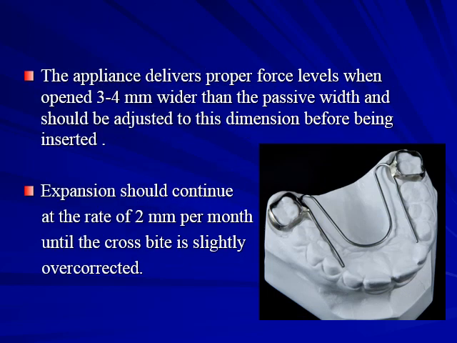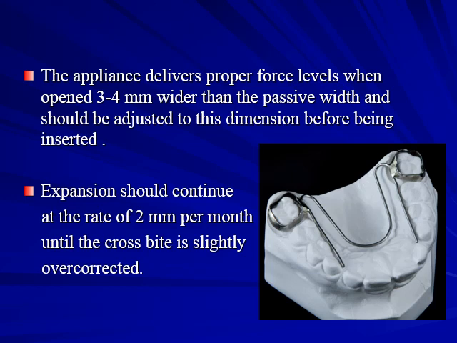When the lab sends you the W arch appliance, it is passive, meaning it does not exert any force on the teeth. We start our first activation by opening the appliance 3 to 4 millimeters before we fix it in the patient's mouth. Then we see the patient every month. We remove the appliance and activate it again by 2 millimeters. We carry on the activations every month till we correct the crossbite.